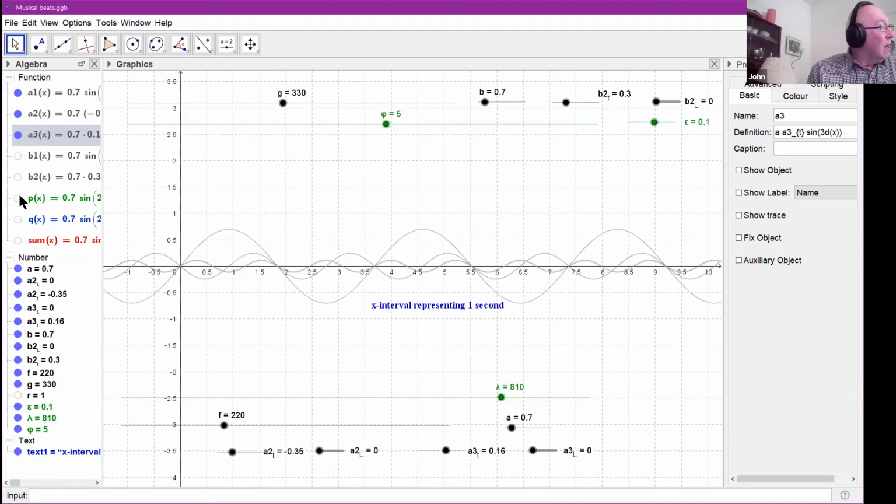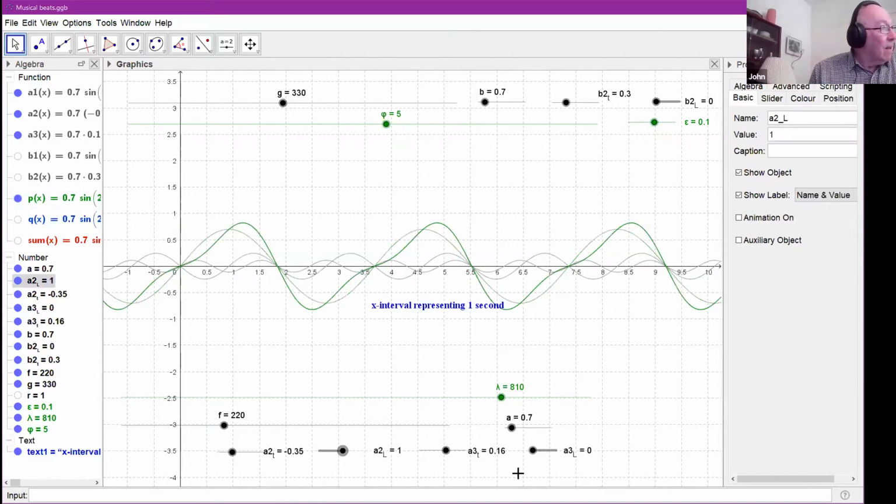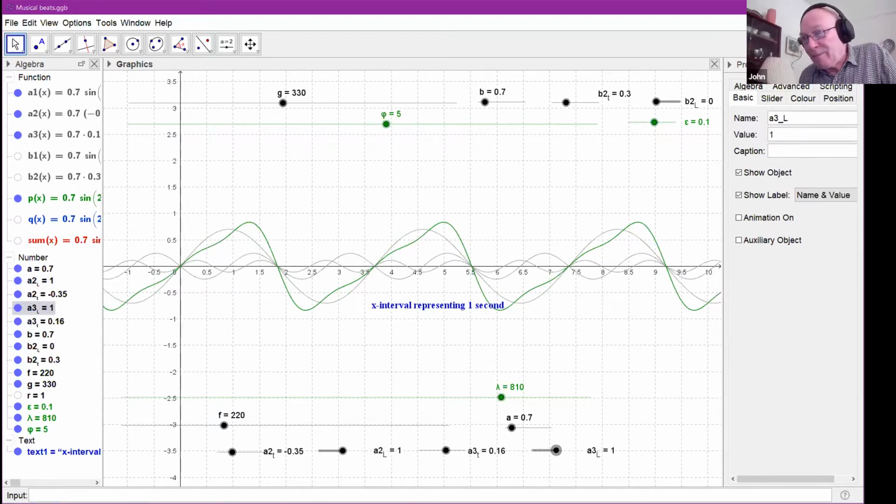If I want to see the effect of them all together, I can add them in, and you see how that green wave gets more complicated. So the three waves added together produce a more interesting sound, a sort of sawtooth wave. I think that's getting nearer the sort of wave you get off a violin, for example, because the string gets stretched out and snaps back.